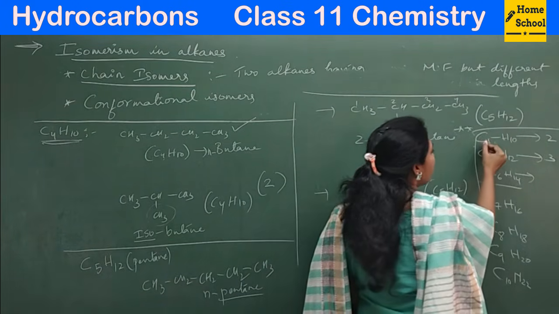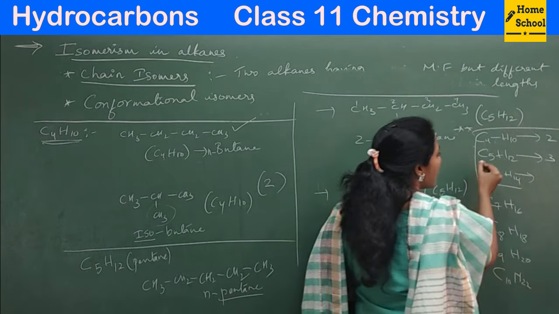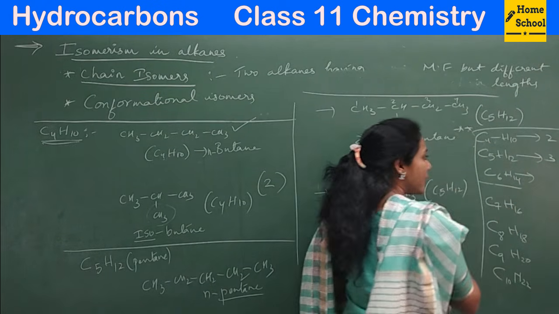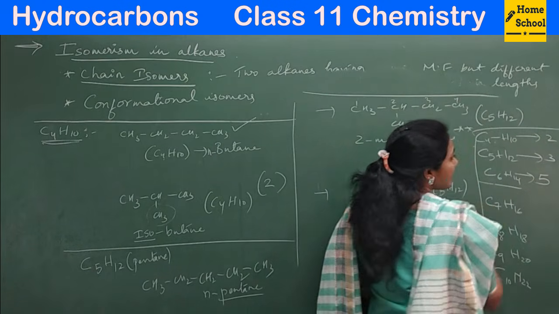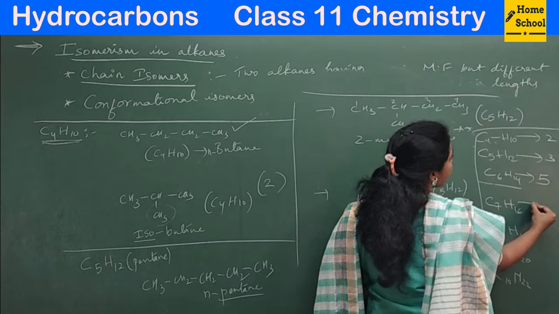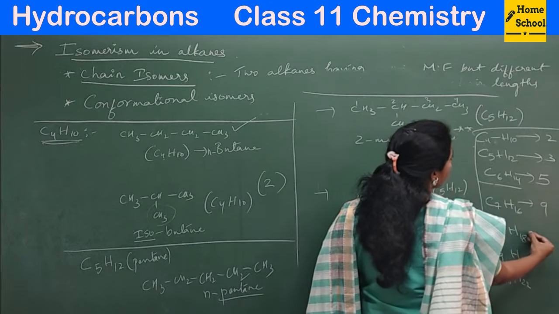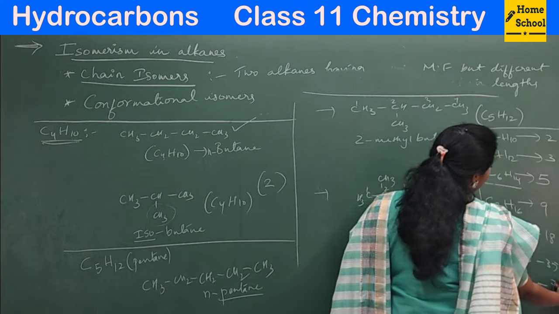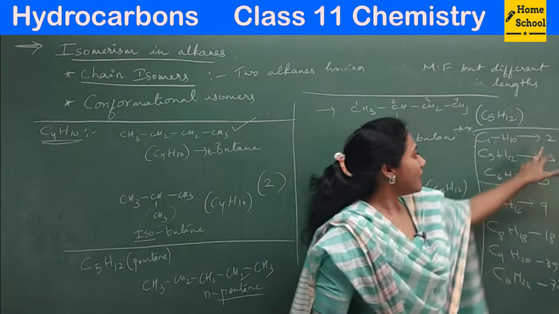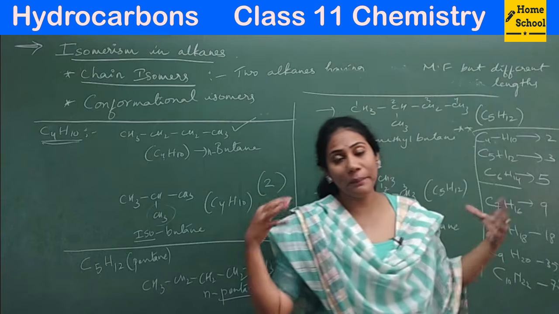We have observed that for C4H10, 2 isomers, and for C5H12, 3 isomers are possible. Likewise, for C6H14, 5 chain isomers are possible. For C7H16, 9 isomers are possible, and then 18, then 35, and then 75. These are the magic numbers that you can remember.